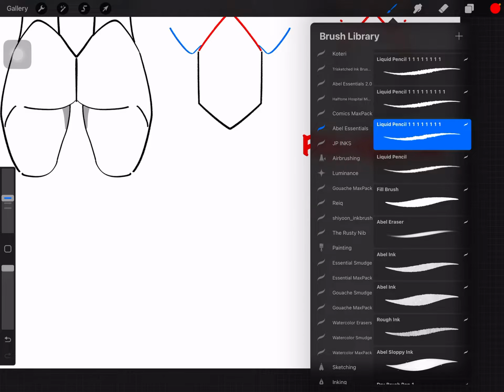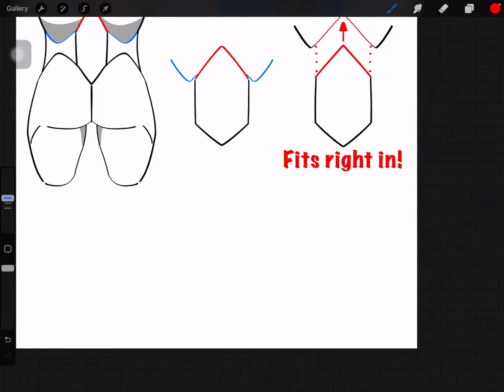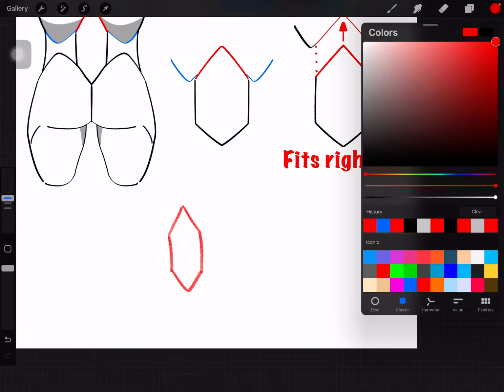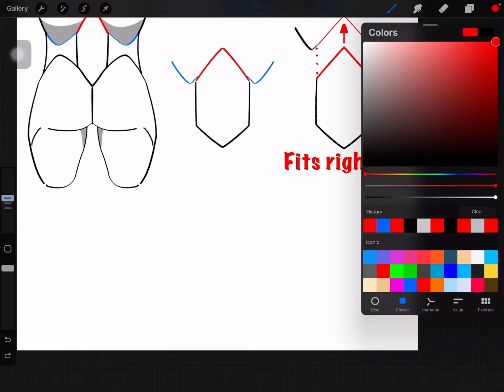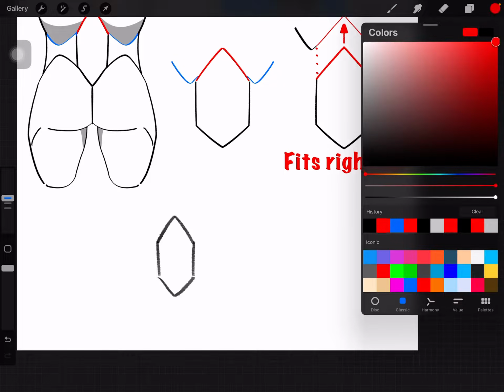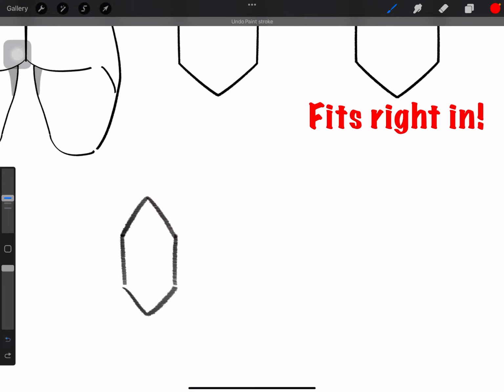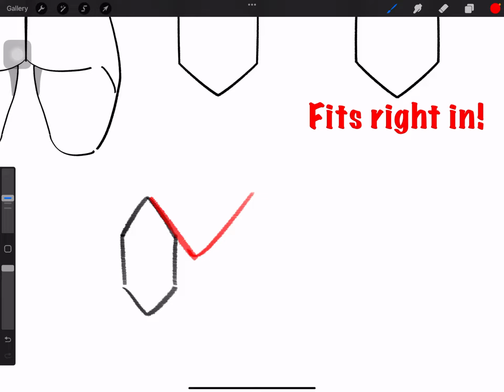And so what did I say here? I said it runs parallel to the angle of the bottom of the lat. So that means that if I drew the hexagon, and actually, let me make this in black, and then I can use red for later. So when I say it runs parallel, I mean that if I just extended this line, and say I just kept going with that line and didn't stop there, that's what I mean when it runs parallel. So if I just kept going, then that would be the line that makes the lat.